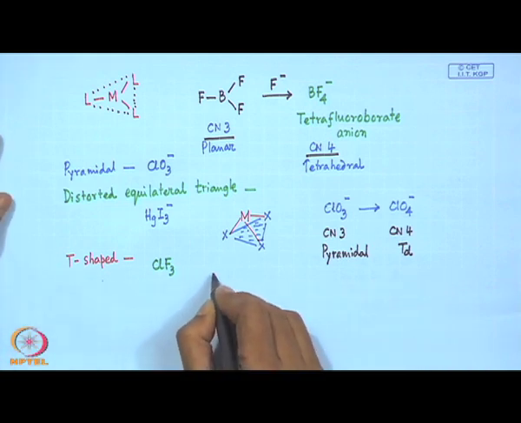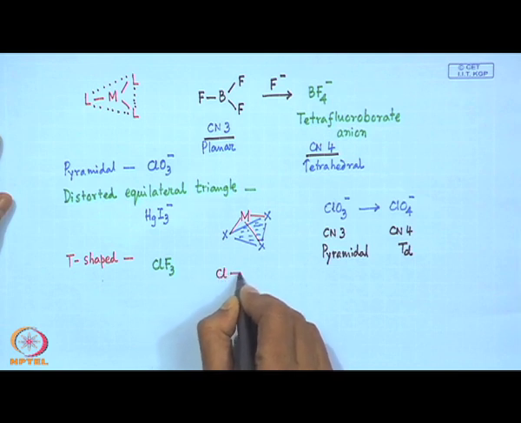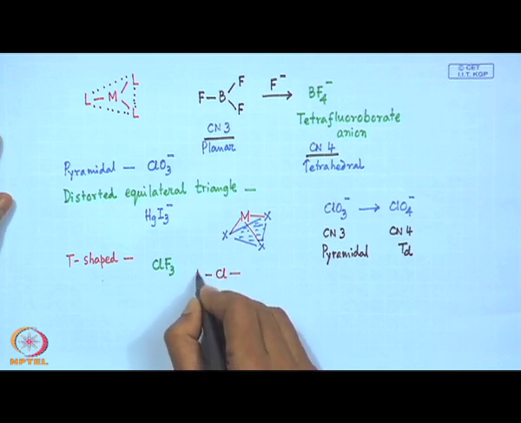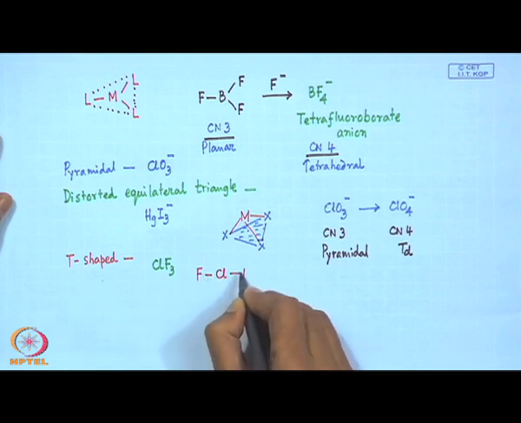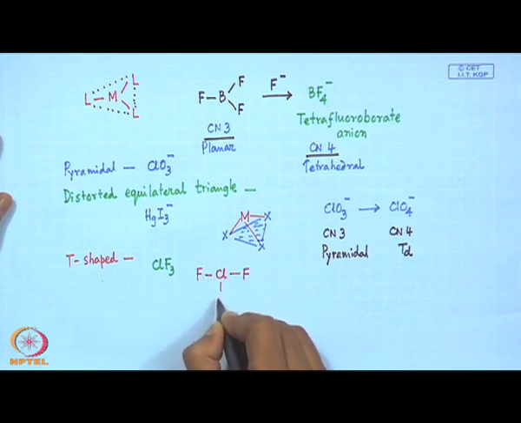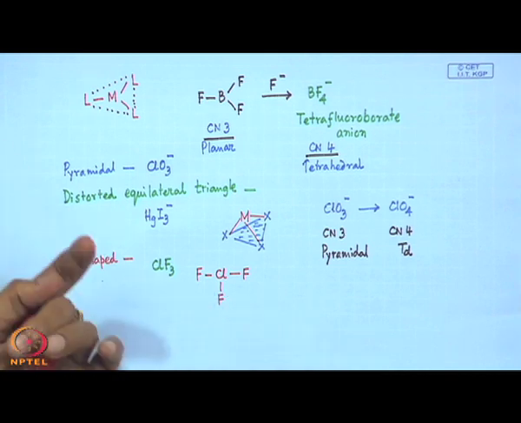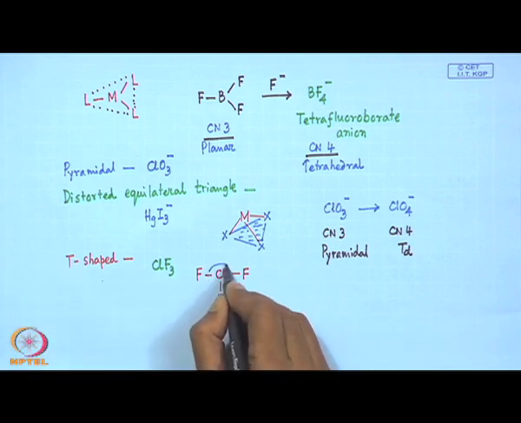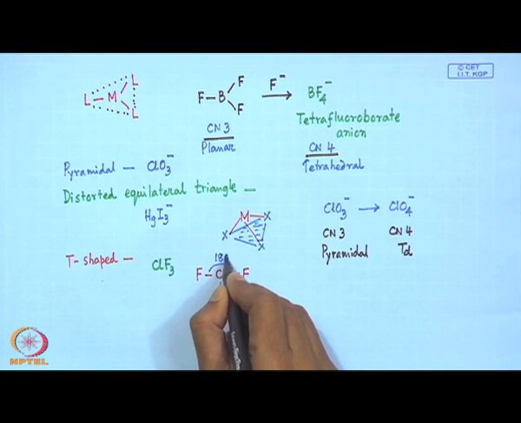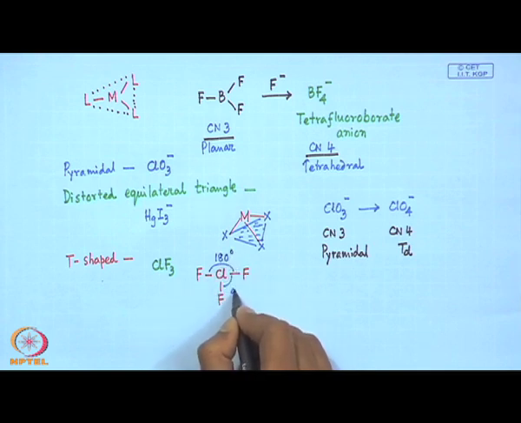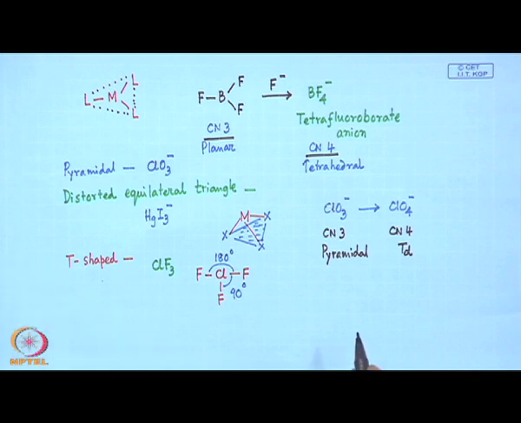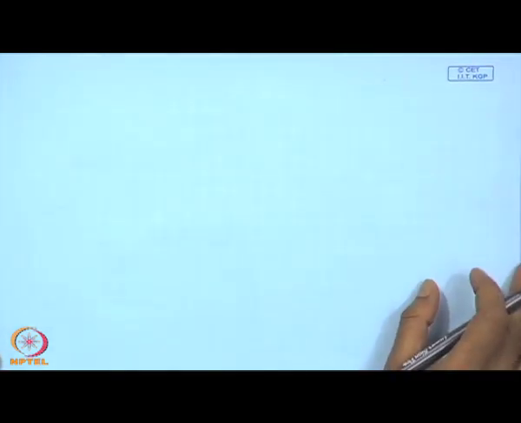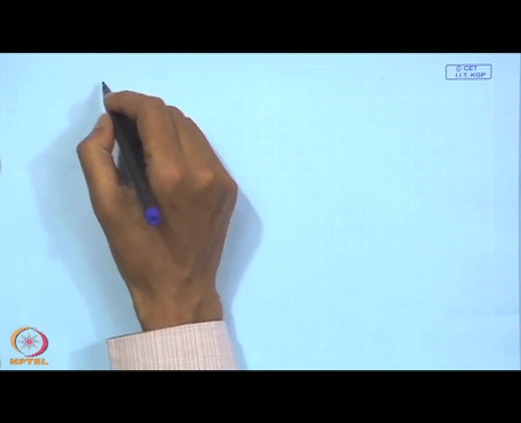This ClF3 gives us some immediate idea that some metal complexes can also have this type of geometry. So, this geometry is not very uncommon, with an angle of 180 degrees on this side and another angle of 90 degrees on the other side. So, how do we get this from a typical coordination compound?